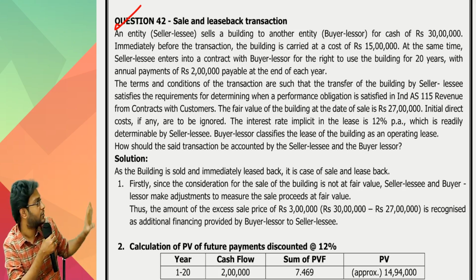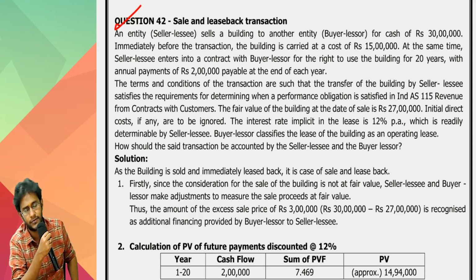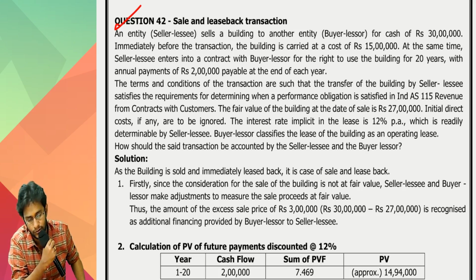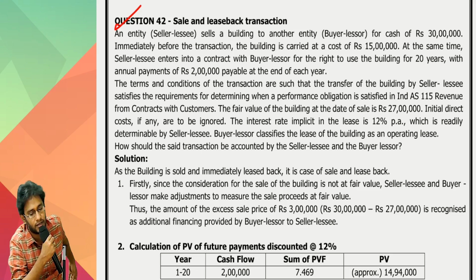Sir, if the question stops here, easily we can do the answer. All I need is one small discounting rate to work out PV of lease payments. But that fellow is putting one small drama. The terms and conditions of the transactions are such that the transfer of the building by seller lessee satisfies the requirements of determining when a PO is satisfied in accordance with Ind AS 115. So control is transferred.